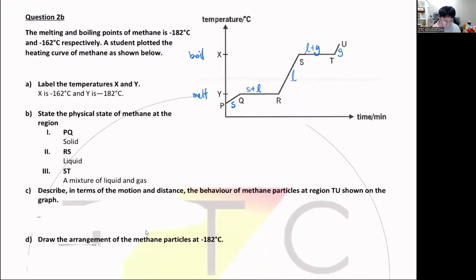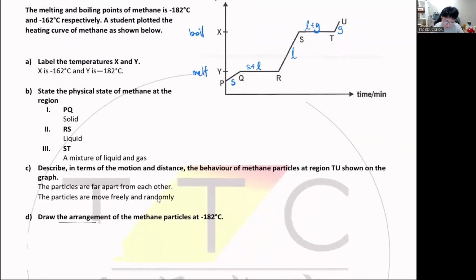Okay, describe in terms of the motion and distance the behavior of methane gas at TU. TU is gas, right? Gas is how they move. So gas particles are very far apart and in random motion. That will be the distance, very far apart, and they move very fast in a random motion. So we can say that particles are very far apart from each other and move freely and randomly.